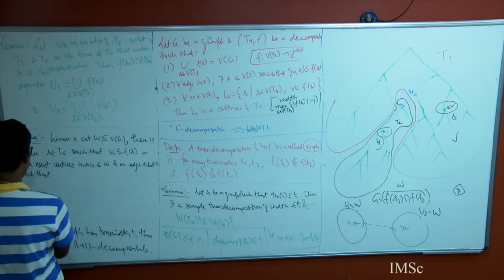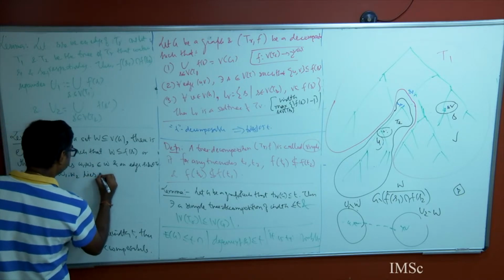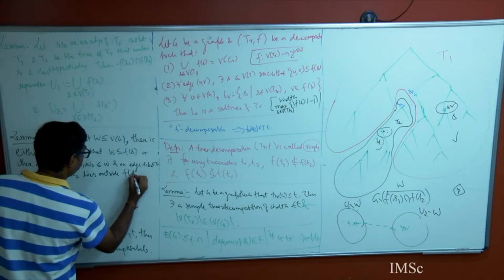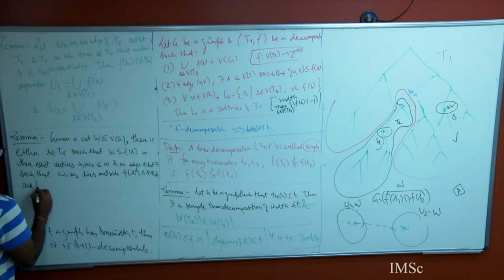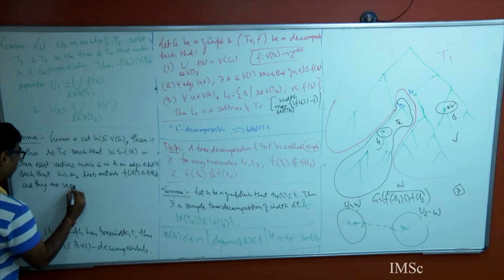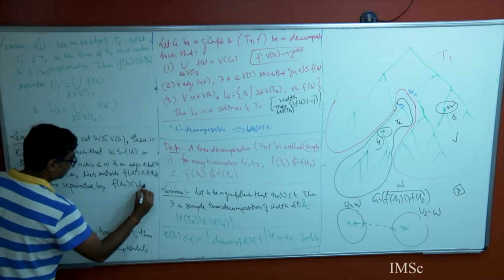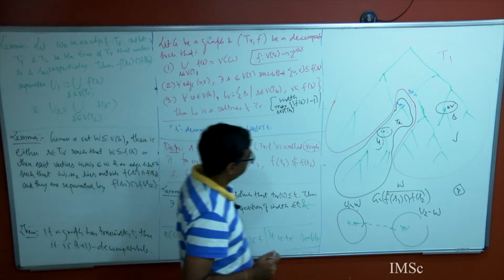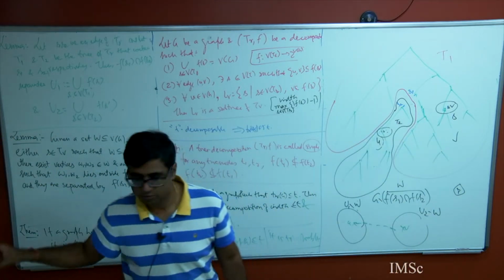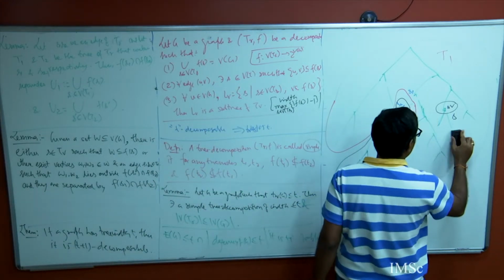such that W1, W2 lie outside f(S1) intersection f(S2) and they are separated by it in G. So what does it mean? What does it tell us? Let us draw this picture.